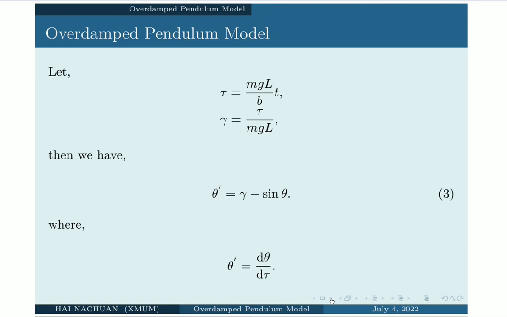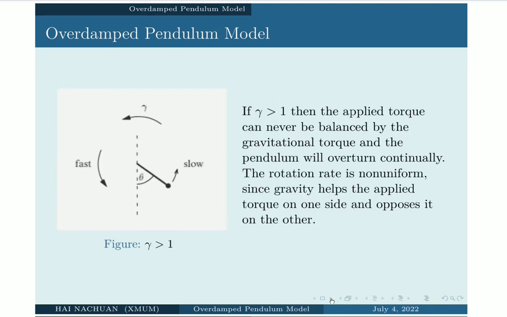Now we need to do a classification. The dimensionless group gamma is a ratio of the applied torque to the maximum gravitational torque. If gamma is bigger than 1, then the applied torque can never be balanced by the gravitational torque, and the pendulum will overturn continually. The rotation rate is non-uniform, since gravity helps the applied torque on one side and opposes it on the other.